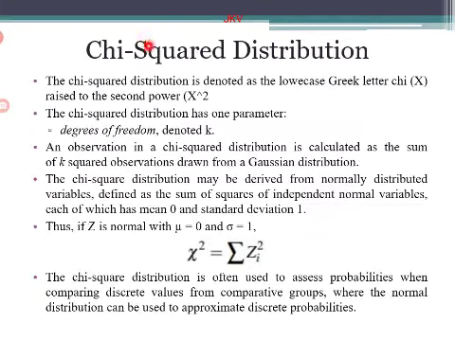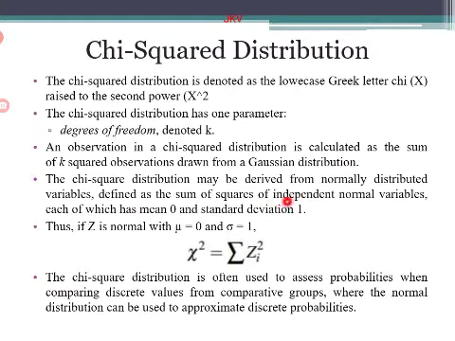Next one is chi-square distribution. The chi-square distribution is denoted as a lowercase Greek letter chi, that is chi raised to the second power, chi square. The chi-square distribution has one parameter, that is degree of freedom, denoted by k. An observation in a chi-square distribution is calculated as the sum of k squared observations drawn from the Gaussian distribution. So what we are doing is that from a normal distribution, that is normal curve, how many k squared observations are obtained, that we will isolate, and from this we can calculate the particular chi-square distribution.